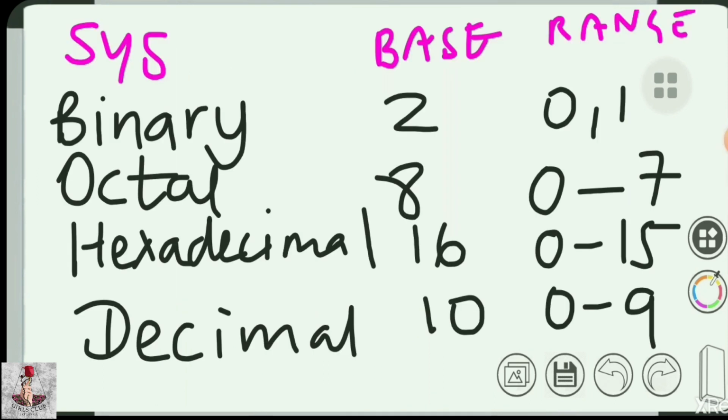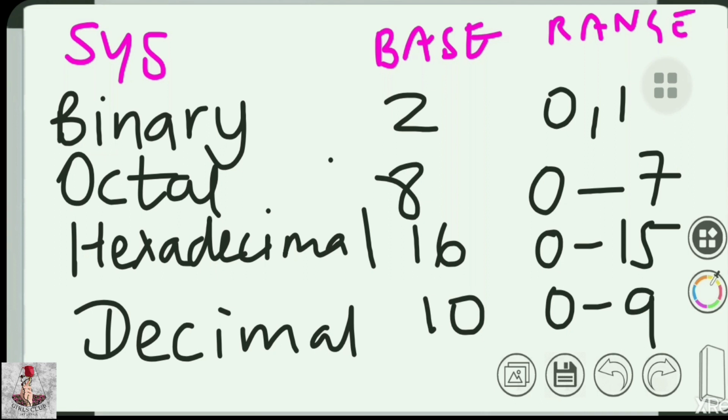So basically, there are different systems that we will learn. This is a chart of the system, the base number of that system, and the range of that system. You learn binary, octal, hexadecimal, and decimal systems. Basically the computer uses the binary system. These systems you will also learn for your O levels, right?